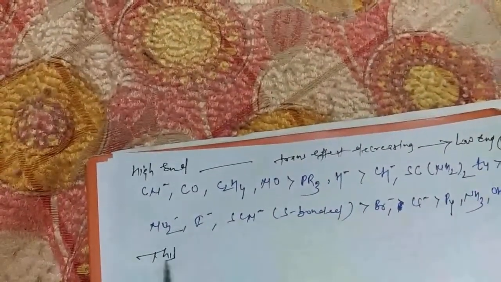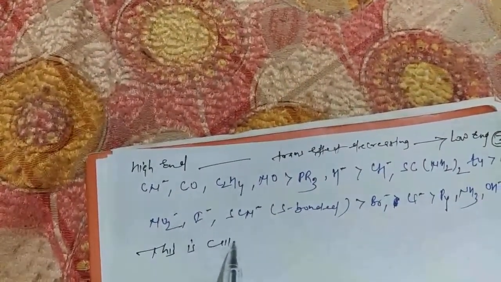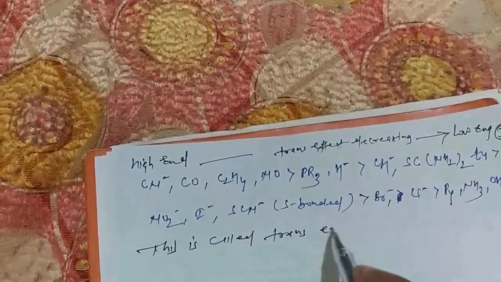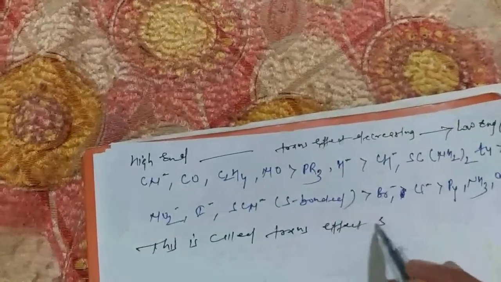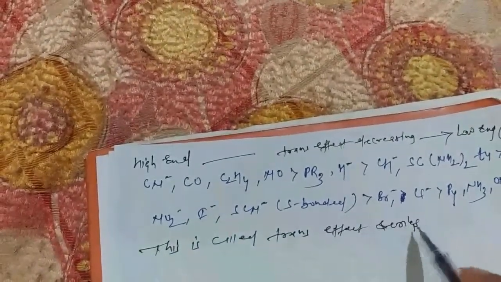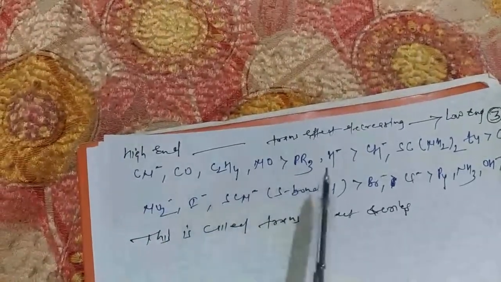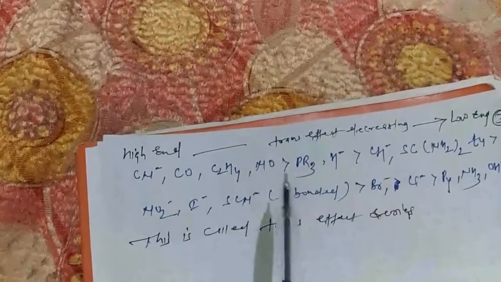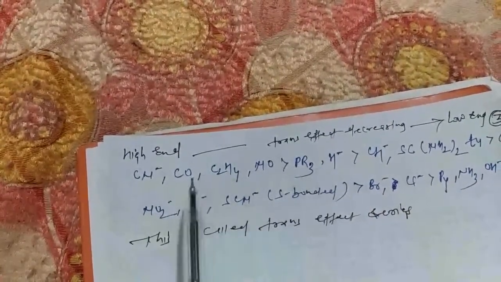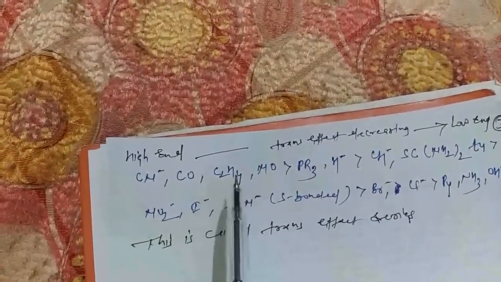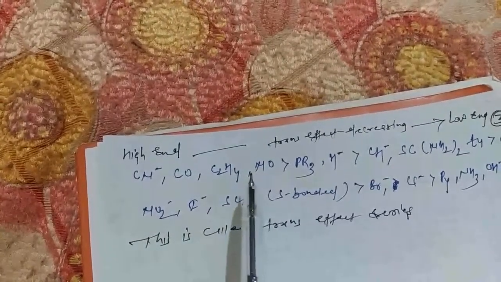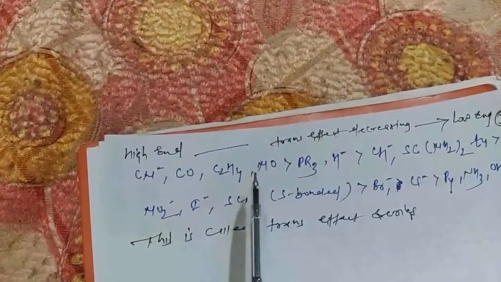This is called the trans effect series. All pi bonded ligands are considered high trans effect ligands. Okay, these all are pi bonded ligands. So the trans directing ability of a pi bonding ligand increases.